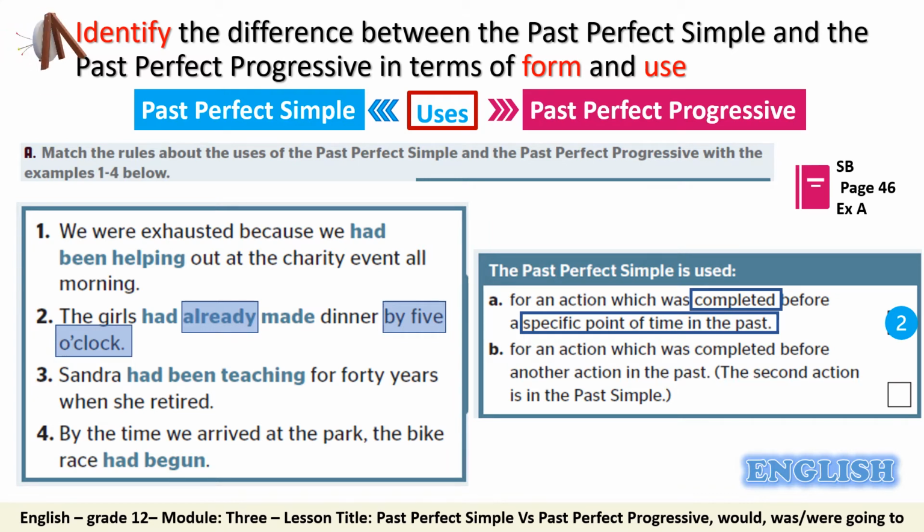Then, which sentence uses the past perfect simple to indicate that an action was completed before another action in the past? Exactly, sentence number 4. The first completed action in the past is the bike race had begun, and the second action in the past is arrived.